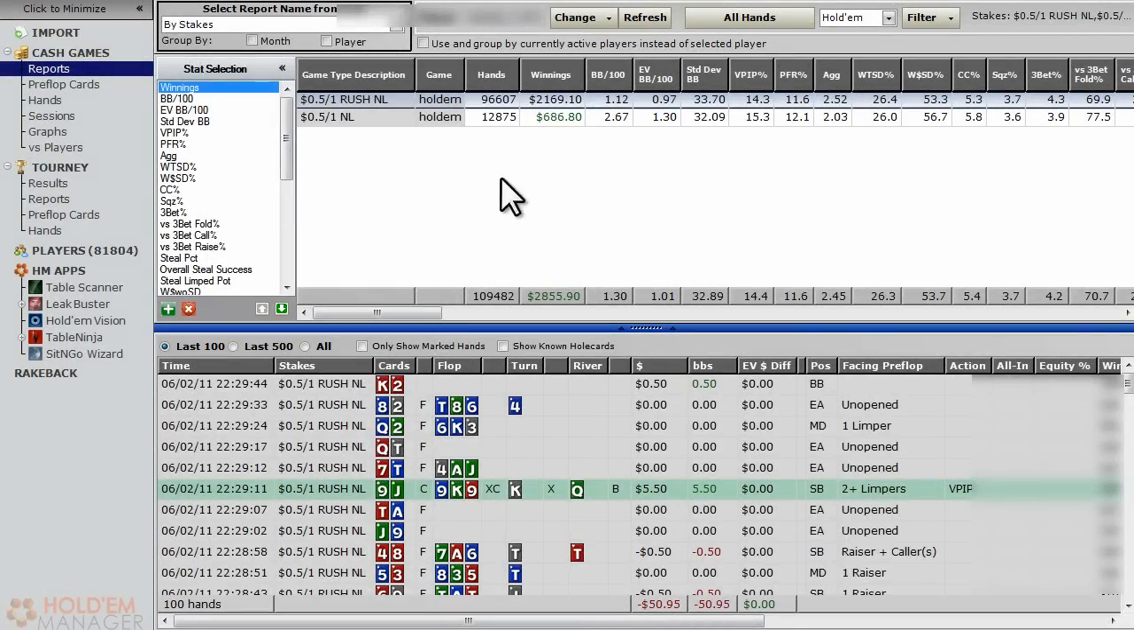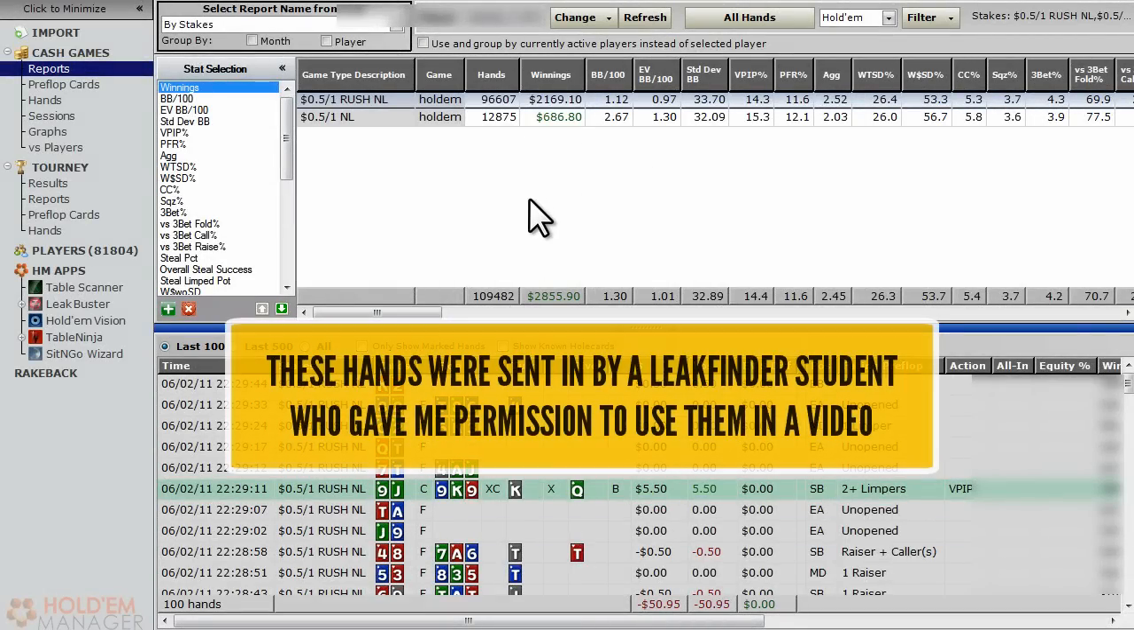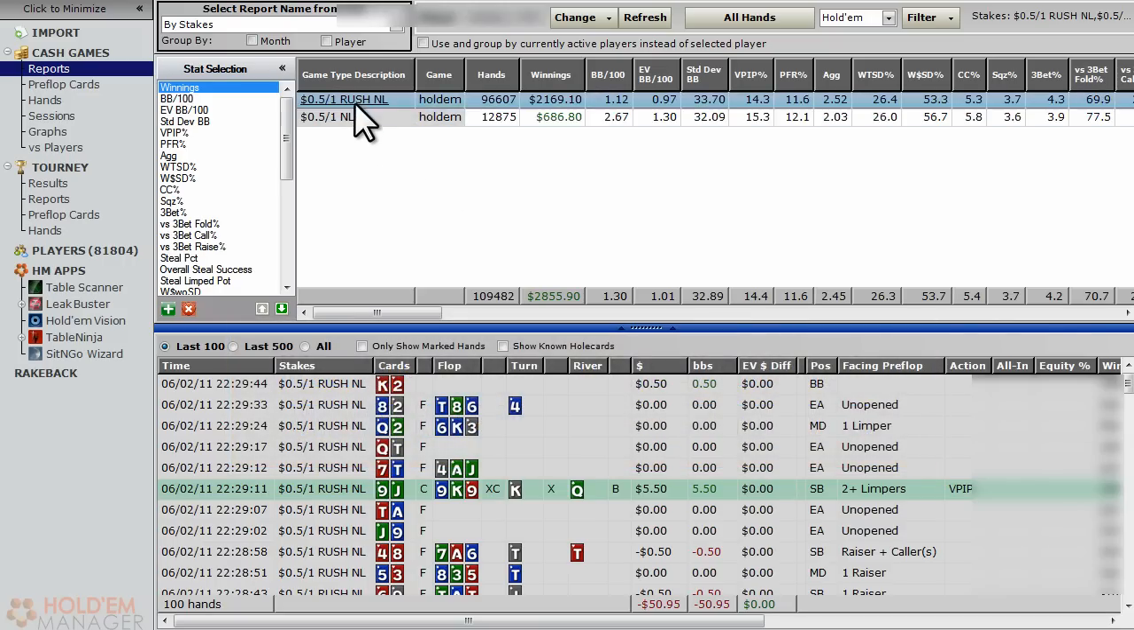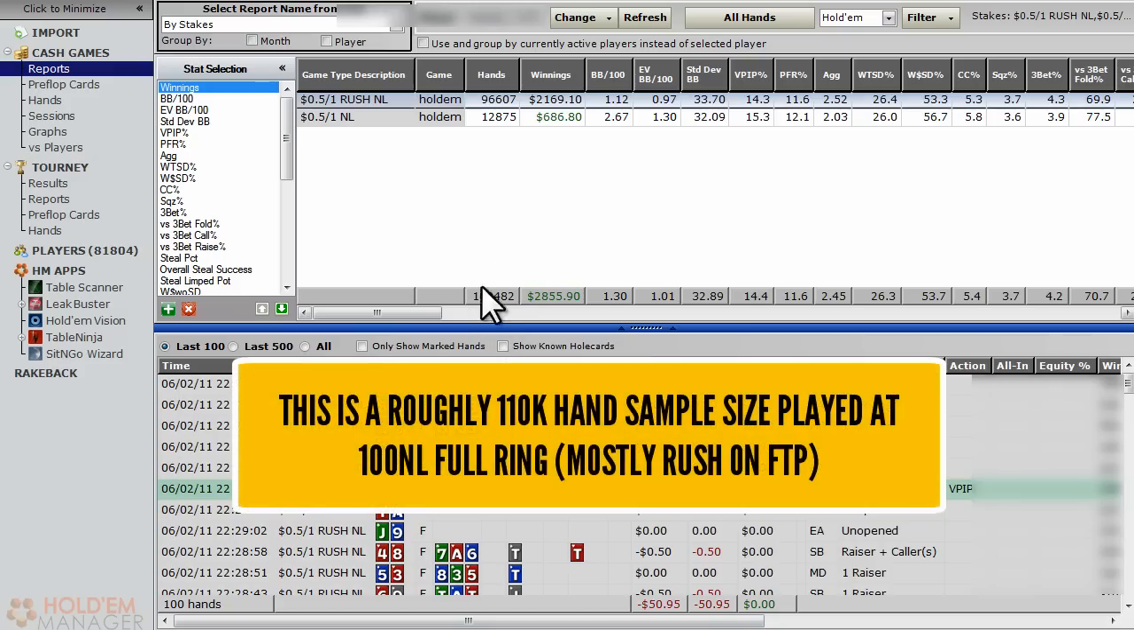Okay, so this again is a sample sent in by one of my students who I did a leak finder on back in June, and you notice that we are looking at stats at 100 no limit, both rush and regular, mostly at rush, and we're looking at a sample size of give or take around 110k hands with winnings of give or take around 2.9k.